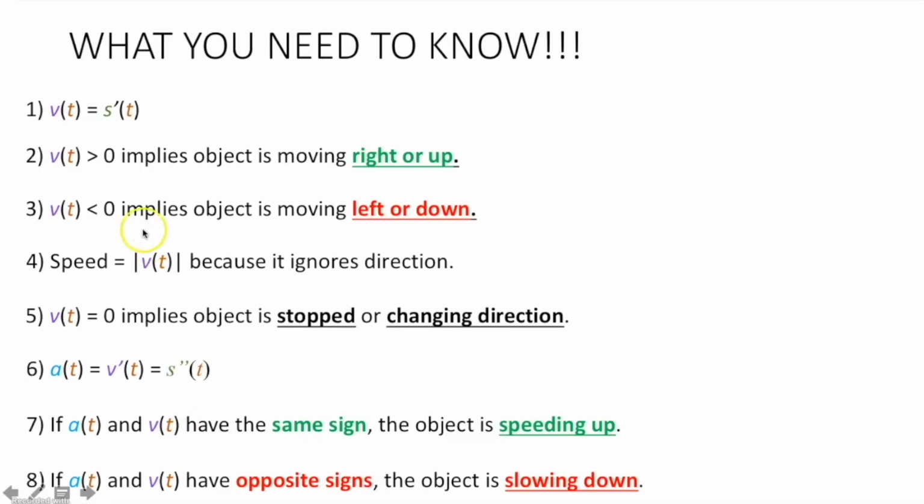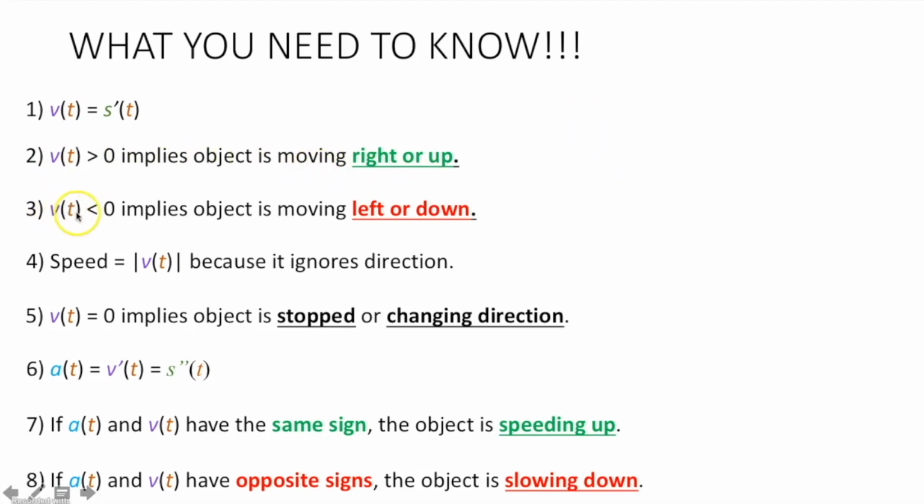Here is exactly what you need to know for the AP test. The first is that the velocity function is equal to the derivative of the position function. The second would be that when the velocity function is positive, when you have a positive velocity, this implies that the object is either moving right or up.